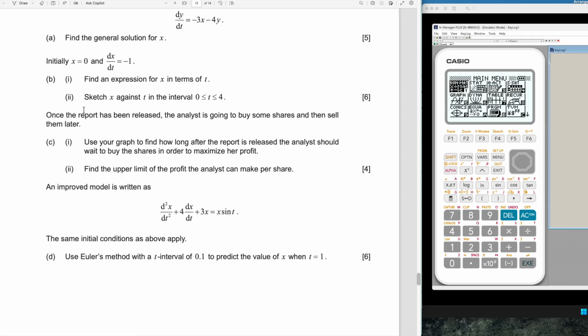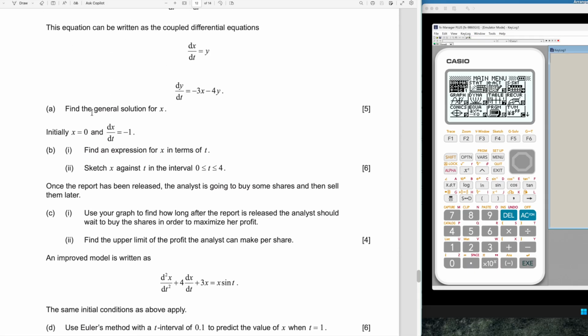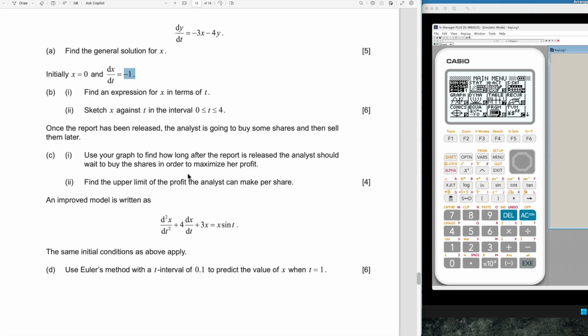We have the initial condition. Initially, when the time is 0, the rate of change of the price of the share is -1, like a $1 decrease every 1 minute. That's the meaning of this derivative dx over dt, the decrease of the share value every minute. That value is -1, the rate.